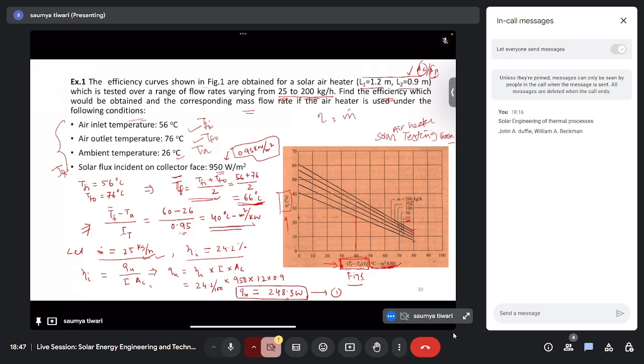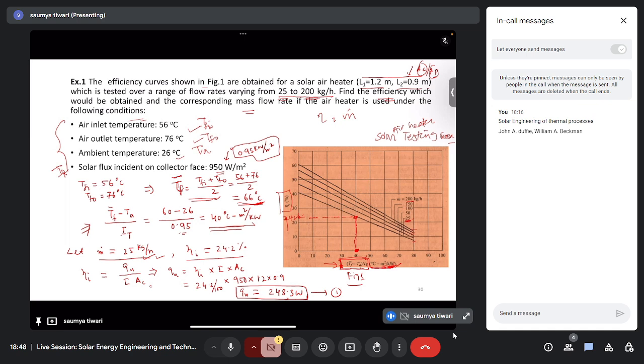So corresponding to the x value of 40 degrees Celsius meter square per kilowatt, we can extend this x value onto the curve and see what is the efficiency, what will be the y value for this particular curve. Say we start by taking the lowest mass flow rate value, which will be 25 kg per hour. If you calculate it from the graph, for this 25 kg per hour mass flow rate, your efficiency will be 24.2%.